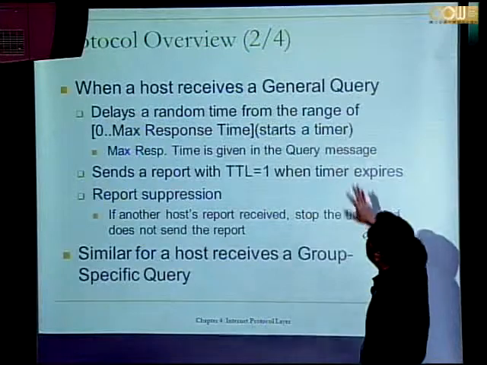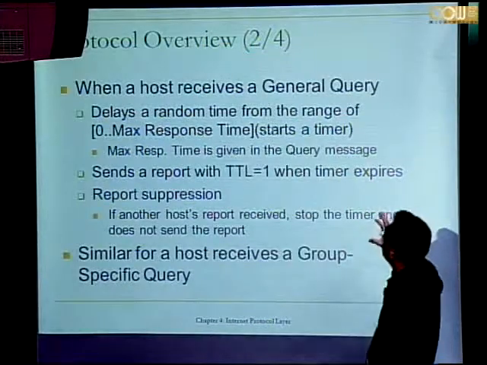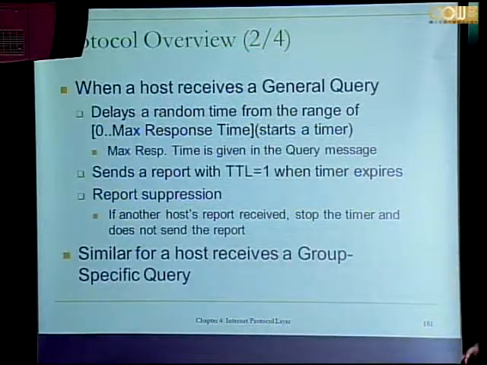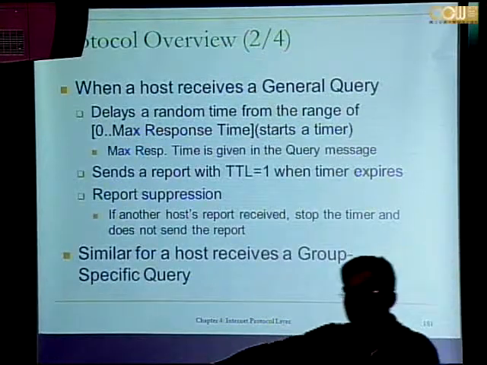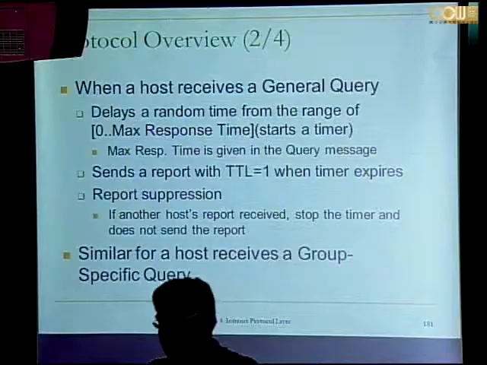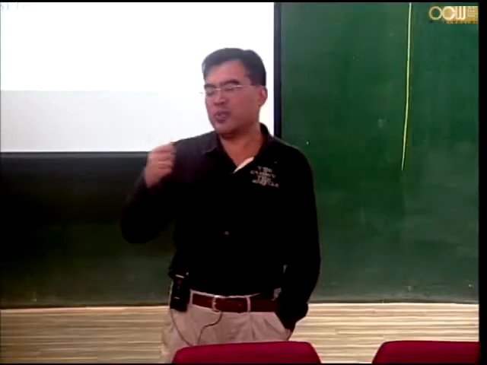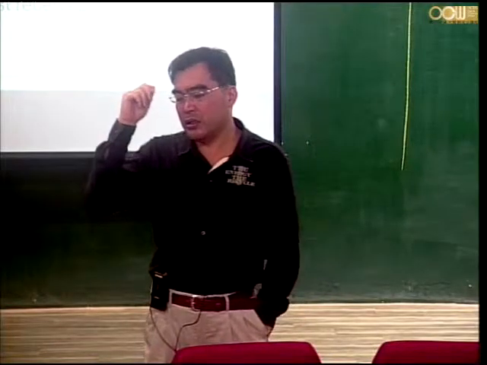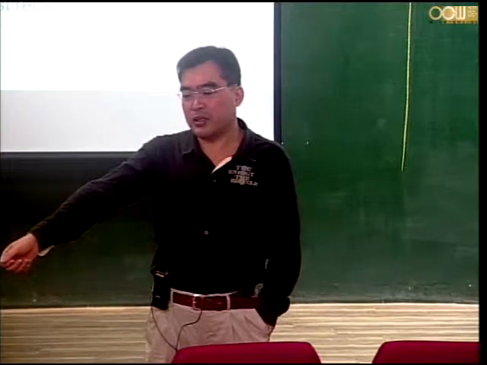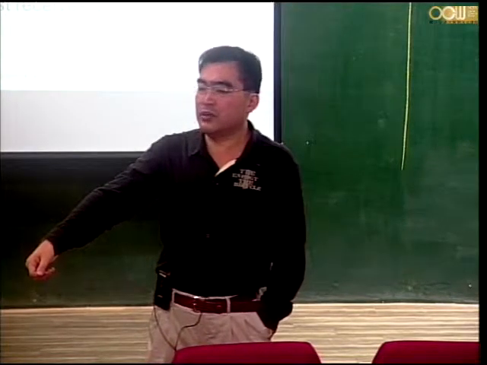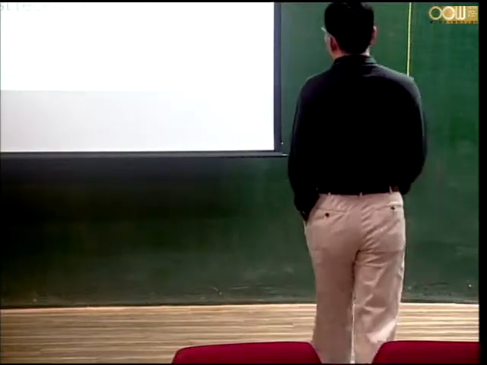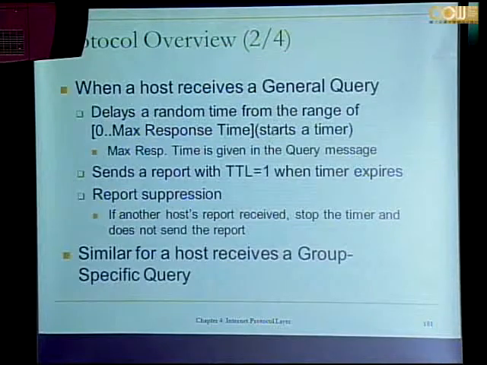Similarly, the router could send a general query or a group-specific query. A general query means anybody belonging to any group. And a group-specific query means it sends a query asking anybody belonging to this particular class D address. So there are group-specific and general queries.